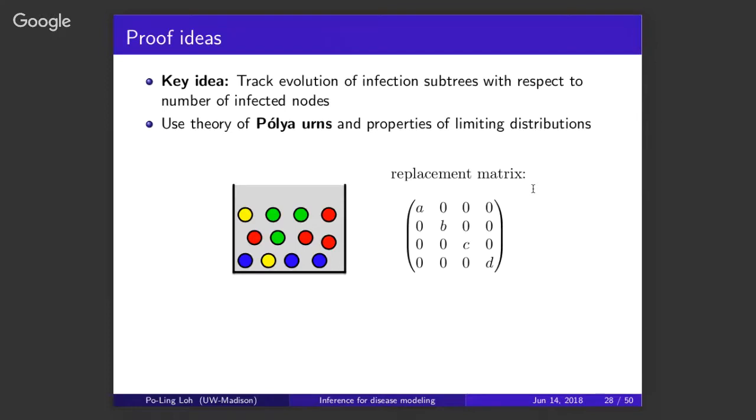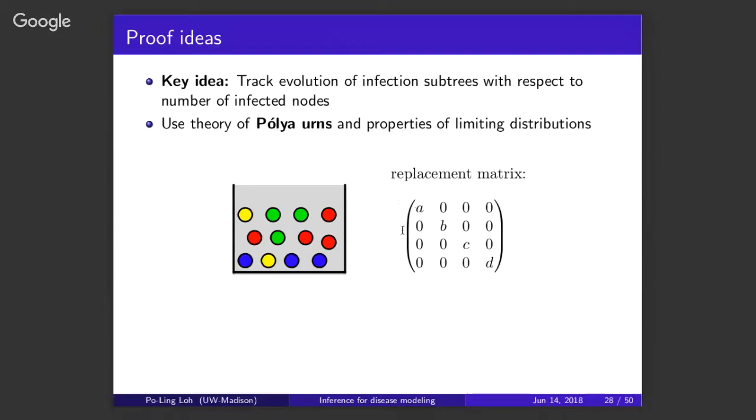So a Pólya urn is basically a box of balls of different colors. And it's sort of a process that evolves. On each successive time step, someone will pick a ball at random amongst the balls in the urn and look at the color and then replace it in the urn together with balls of potentially the same color or different colors. And the replacement rule is governed by a replacement matrix.